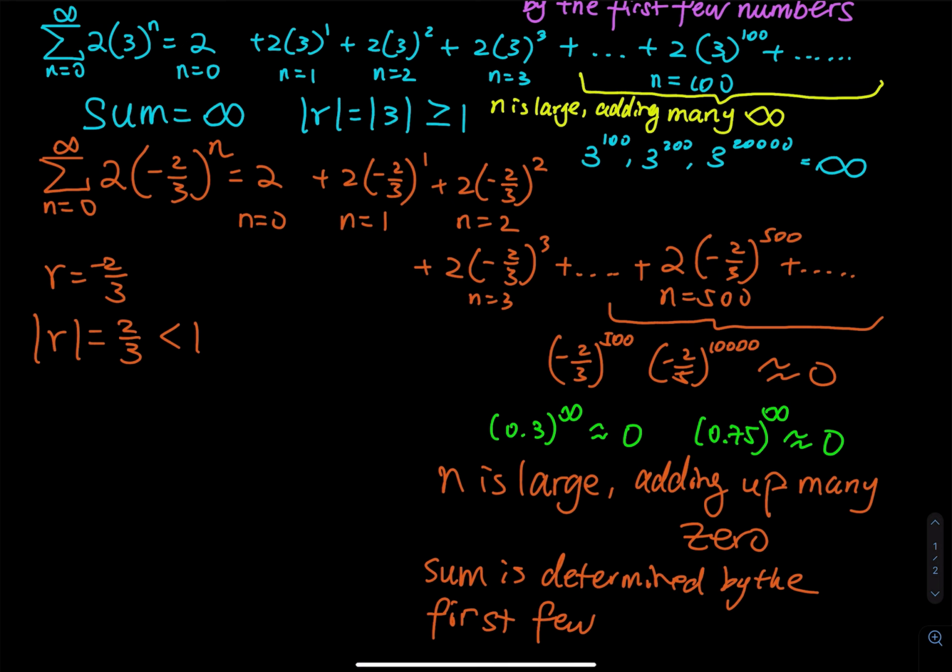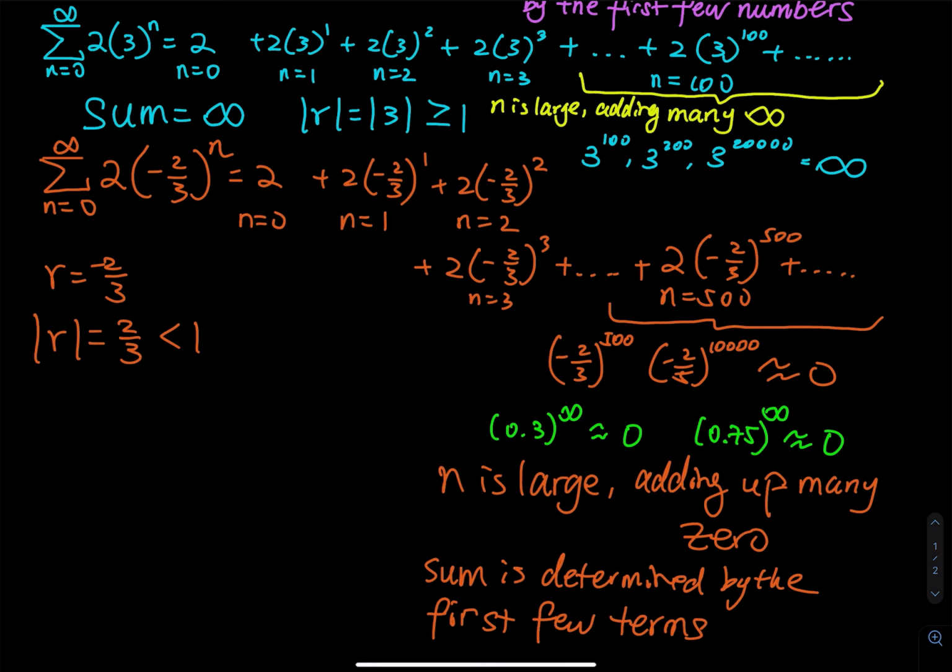Probably when n equals 0 to n equals 15, because when n is large, you take negative 2 raised to a large exponent, it's just a 0. So we do not need to count those at all. Alright, so the sum is determined by the few terms. Then what is the sum then?